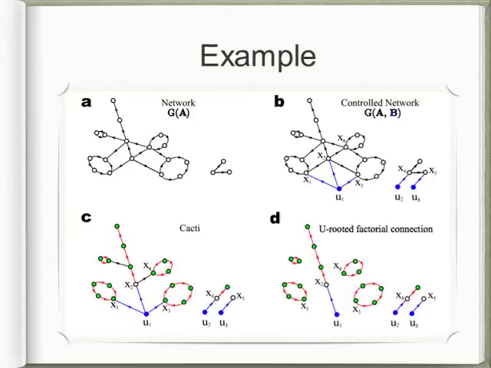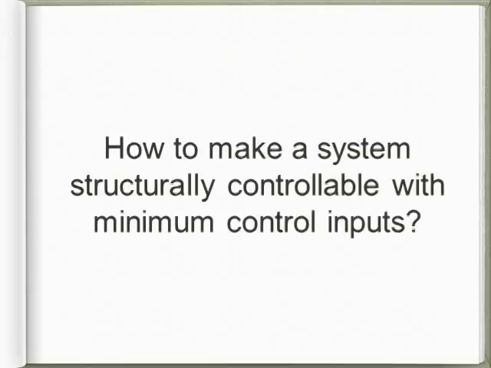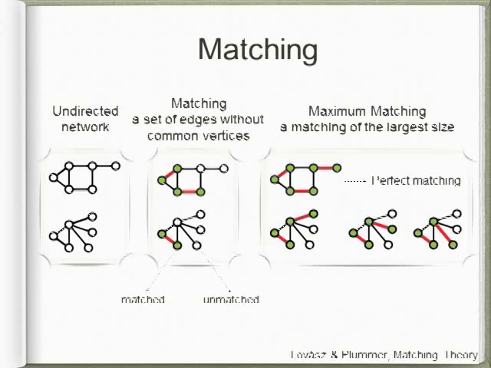I'm going to introduce the matching concept. Before I do that, let me introduce the so-called U-rooted factorial connection, which is nothing but a set of directed paths and directed circles, which is closely related to the matching algorithm I'm going to talk about. So the natural question is how to make a system structurally controllable with minimum control inputs. That's the ultimate question we want to address. This is, as I said, related to matching, which is a classical notion in graph theory.